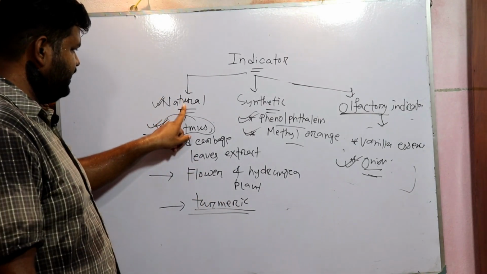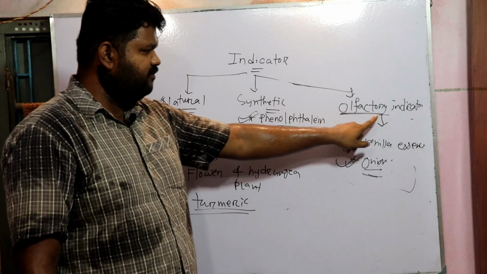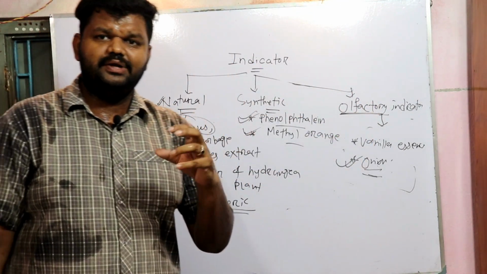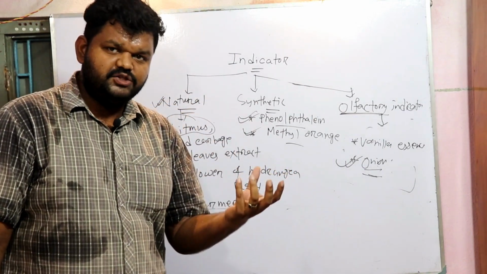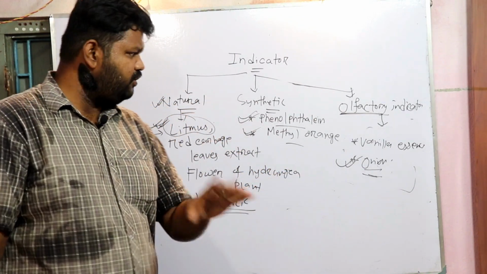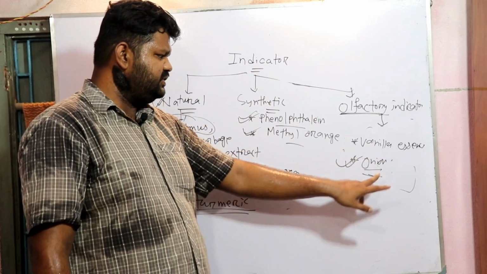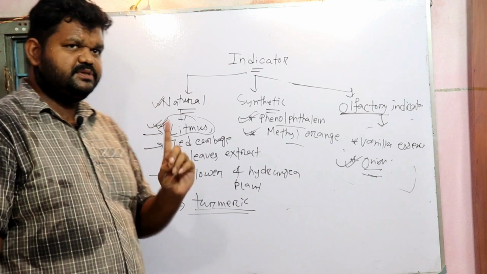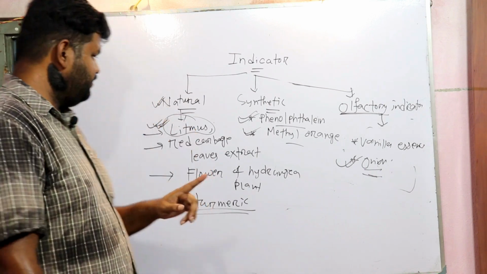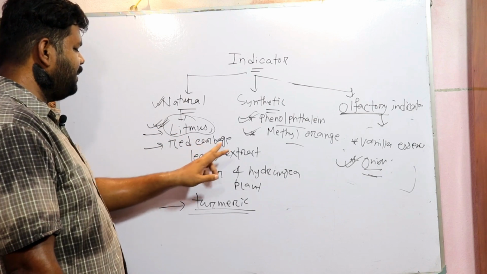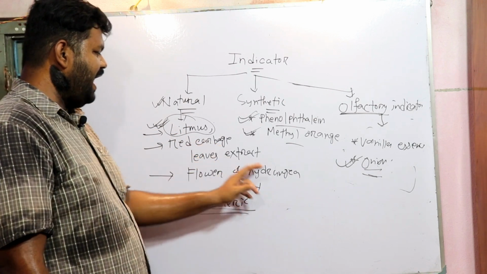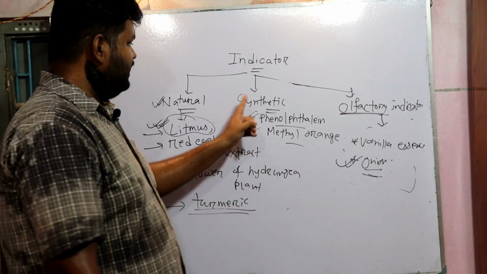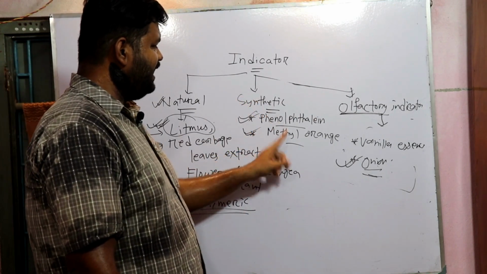So these are the main 3 different types of indicators. One is natural indicator, one is synthetic indicator, one is olfactory indicator. Olfactory indicator means the substances which give different odor or smell in acid solution and basic solution, like vanilla essence and onion. Natural indicators are those substances which occur from natural resources, suppose litmus, red cabbage leaves extract, flower of hydrangea plant, and turmeric, very interesting this one. And synthetic indicators are phenolphthalein and methyl orange.